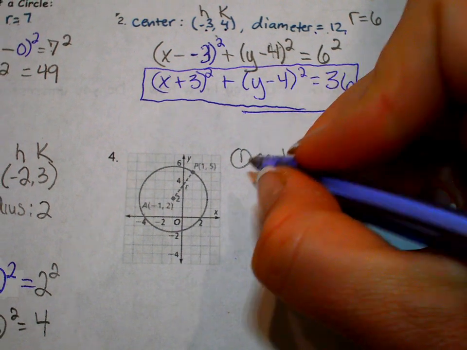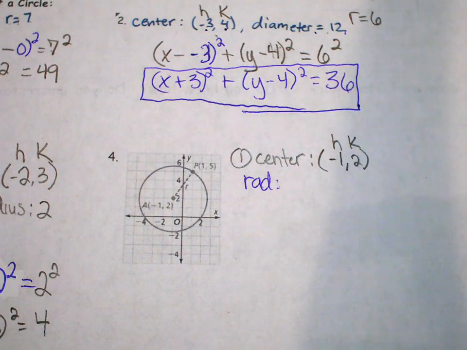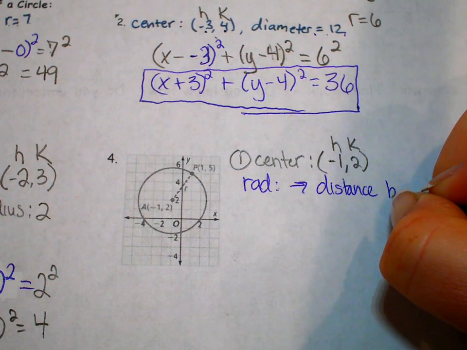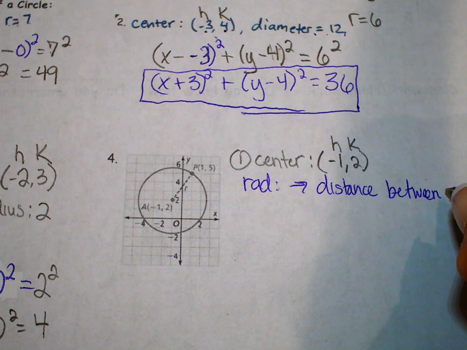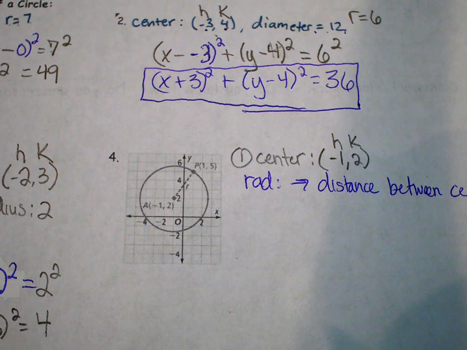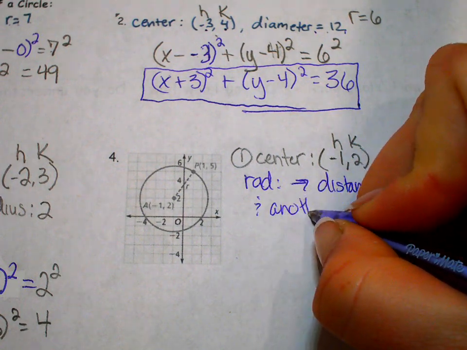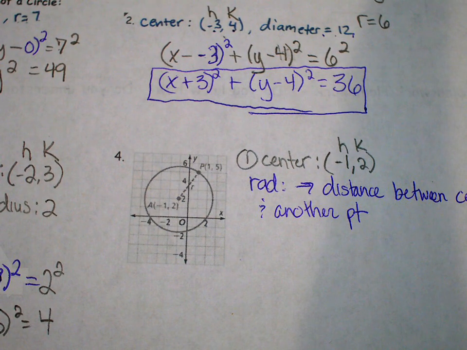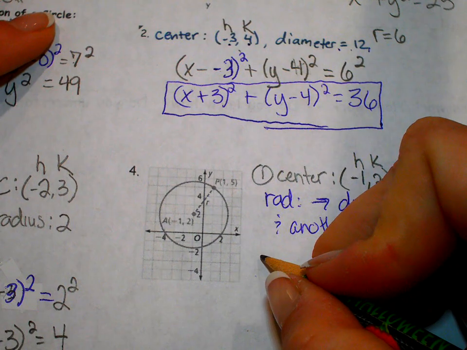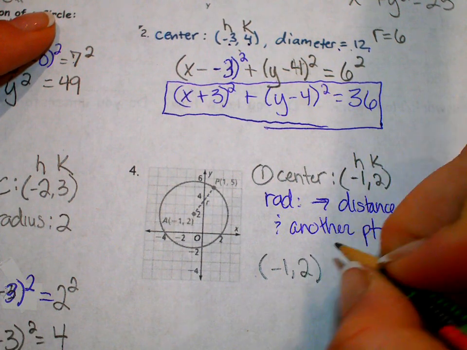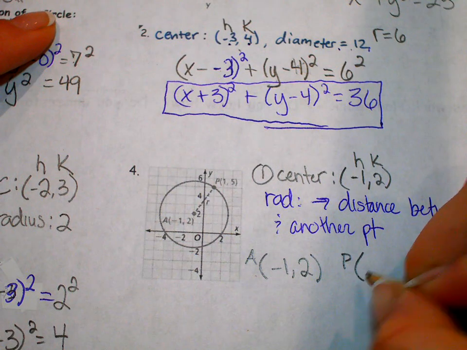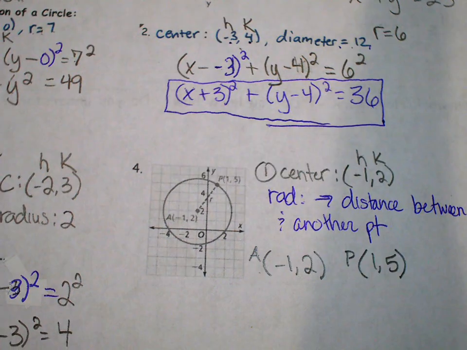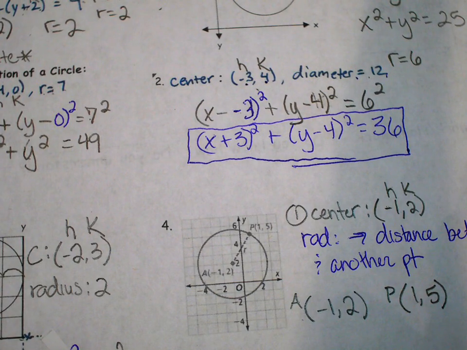My radius, sadly, is going to be the distance between the center and another point. Well, that other point, they give us point P. Center (−1, 2), that was point A. Point P, they give us (1, 5). In order for me to figure out the radius, I need to do the distance formula between these two points. Okay? So here we go.